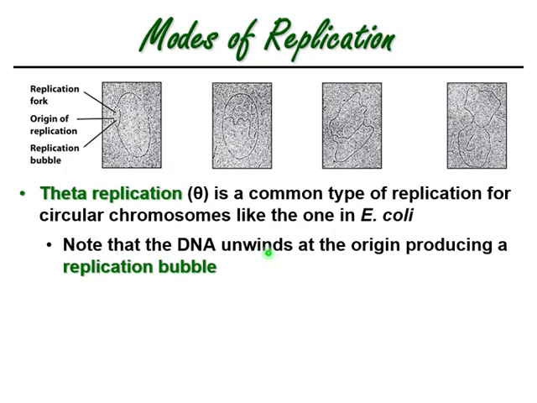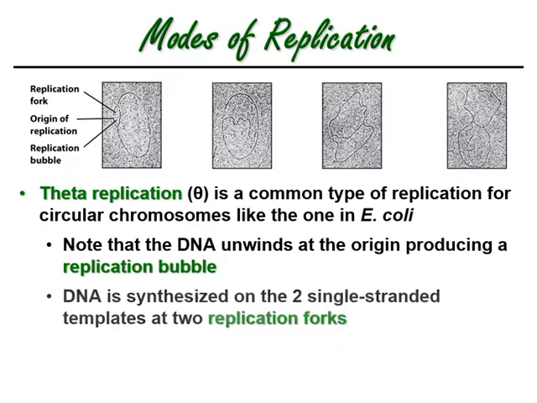Note that the DNA unwinds at the origin, producing a replication bubble. I used that term already, but we need to know our terms before we get into DNA replication. So there's the origin of replication, and when you start to open it up, you make a replication bubble. We will also talk about a replication fork in just a second. DNA is synthesized on two single-stranded templates at each of the two replication forks, and I'll show you some images of replication forks shortly.